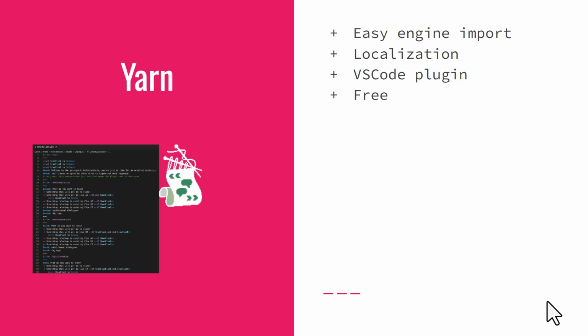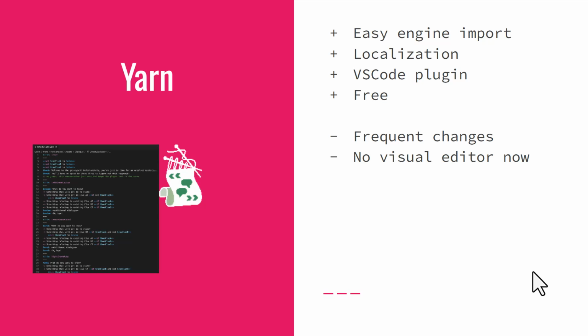Yarn is another popular choice. Unlike Twine, it provides integrations for several engines, so it's quite easy to import into those engines. It does have localization support. It does have a plugin for writing your Yarn content in VS Code, and again, it's free.